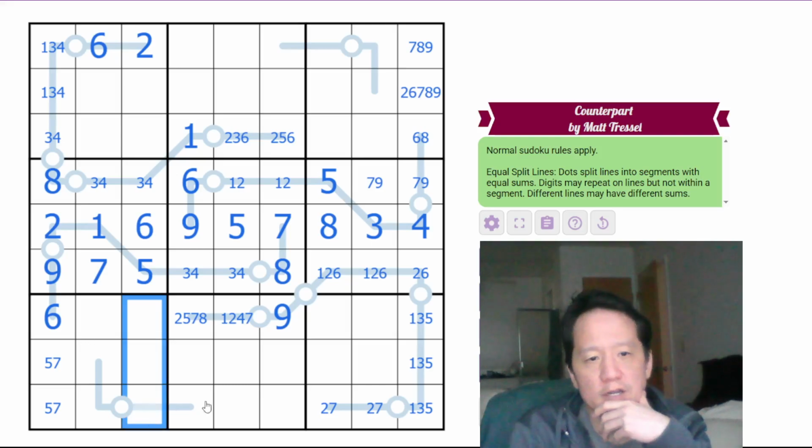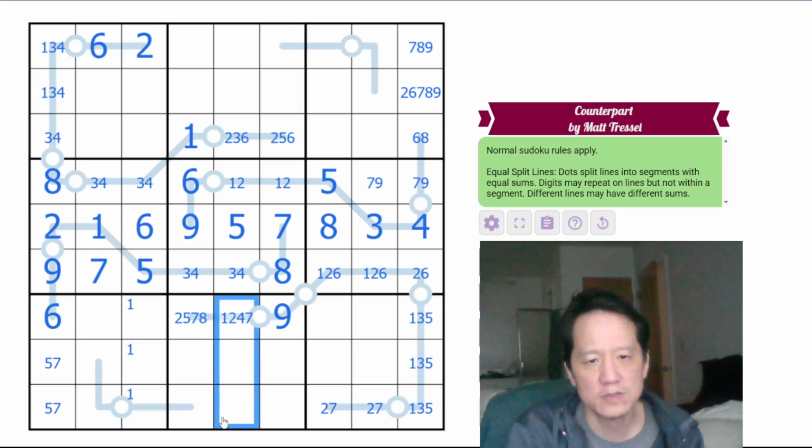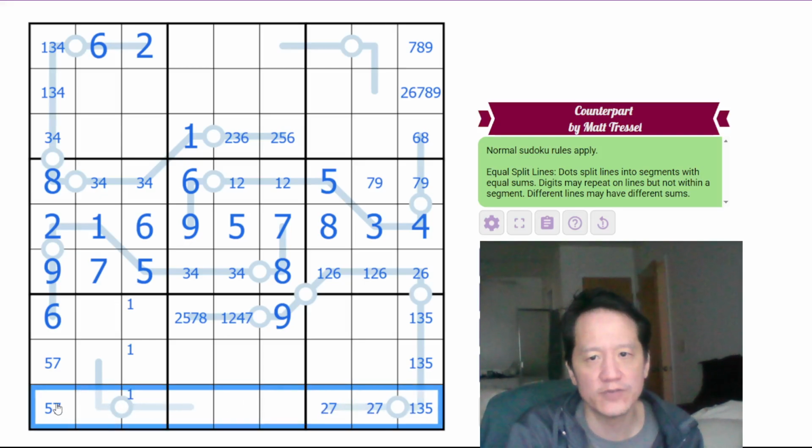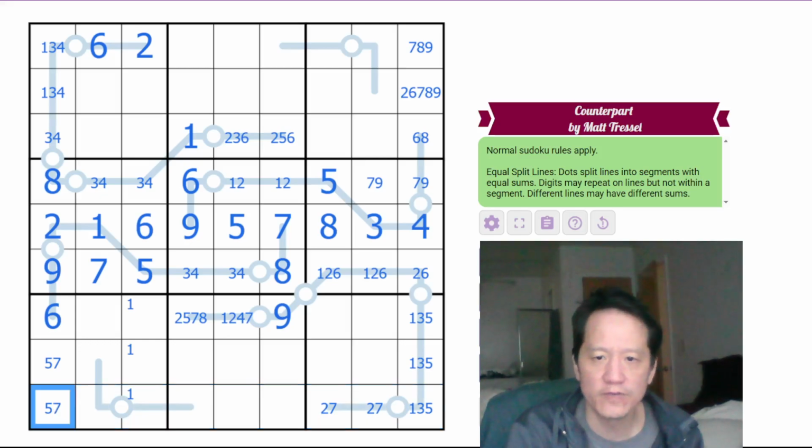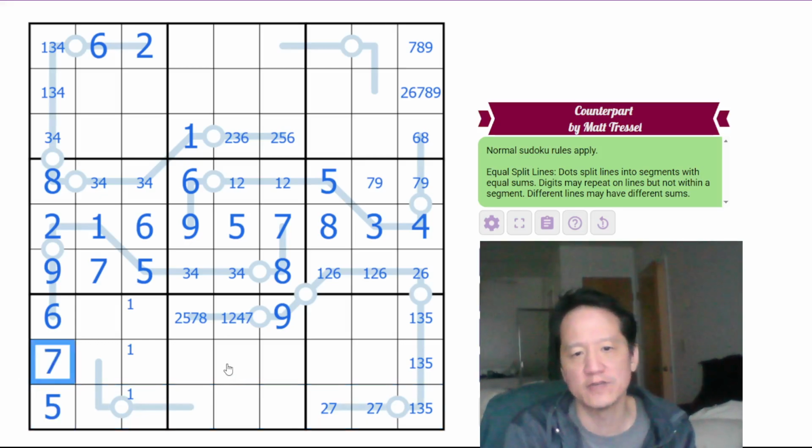The 1 in this box, or in column 3, has to be one of those 3 cells. This is a 2, 7 pair in row 9, which eliminates 2 and 7 in the rest of the row. Therefore, this must be 5, which makes that a 7. This can no longer be 5.